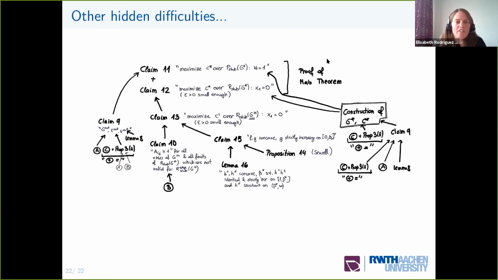So here are some other hidden difficulties. I also wanted to have some nice handwritten slide, although here I scanned the structure of the proof. I only talked in this presentation about some parts, so about this part here, about the construction. If you're interested in more, I'm happy to answer any questions, and I thank you for your attention.